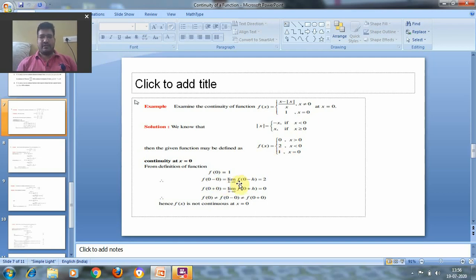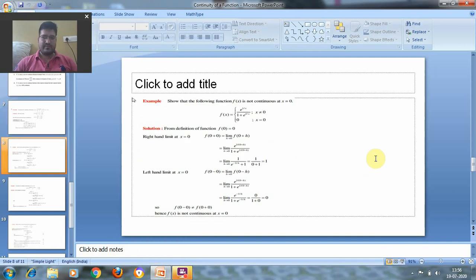So in the left hand limit we obtained the value 2, because the function is a constant function, not containing any variable. That's why the left hand limit is directly 2, the right hand limit is directly 0, and f(0) is directly 1. So you can see f(0) is not equal to the left hand limit, which is not equal to the right hand limit. Therefore this function is not continuous at x = 0.